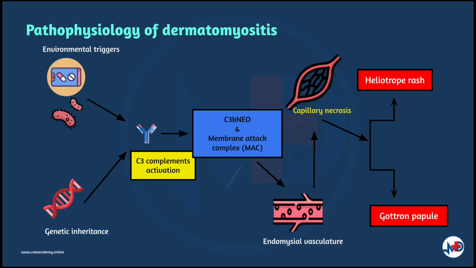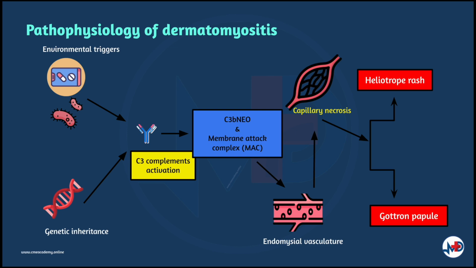Pathophysiology of dermatomyositis includes the combination of genetic inheritance and environmental triggers. The genetic inheritance includes HLA class and cytokine polymorphisms, while environmental triggers include infectious agents like the coronavirus or drugs like statins. These triggers cause putative antibodies or other factors to activate C3 complements. By activating C3 complements, C3b and C4b fragments are formed.